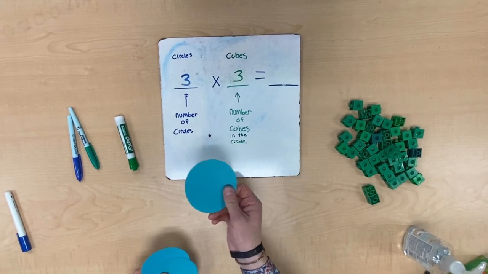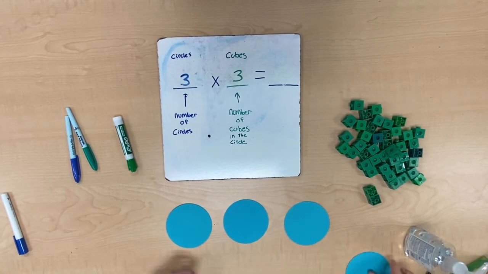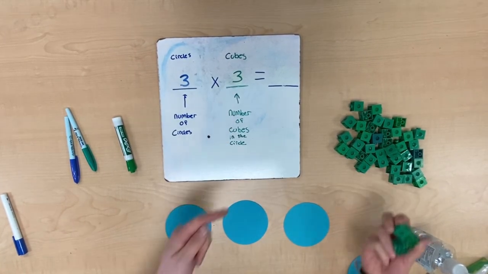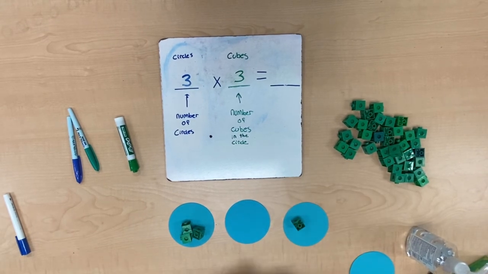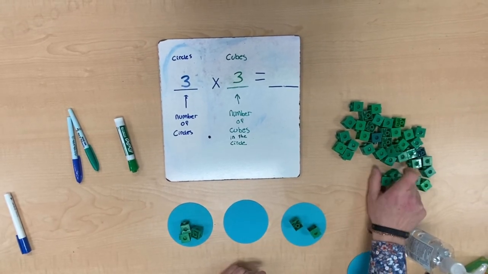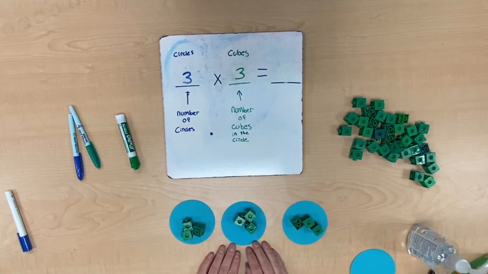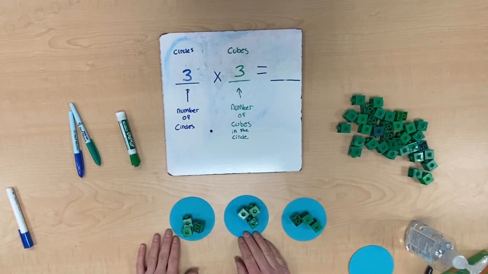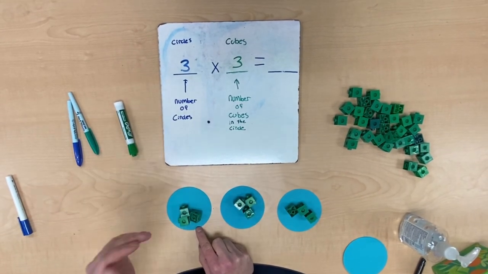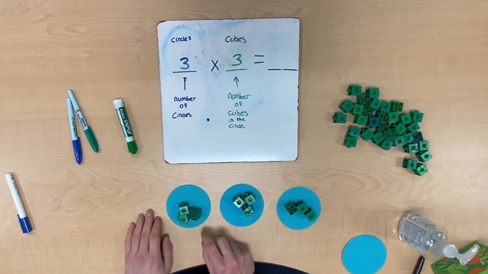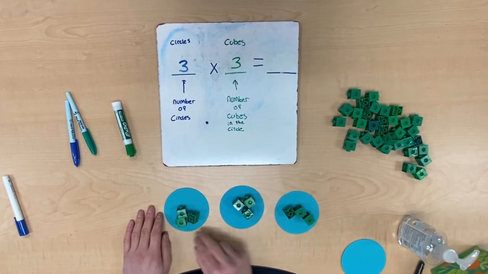So I'm going to lay out 3 circles, and then we'll be placing 3 in each one of these. All right, so when you are introducing this to a student, you can talk about how the number of circles or groups will be here. And then the second number is the number of items per group.